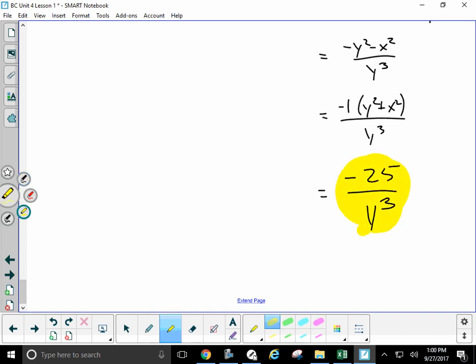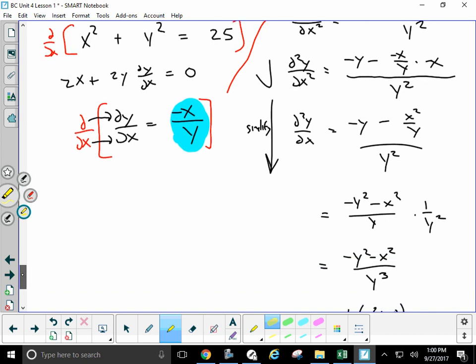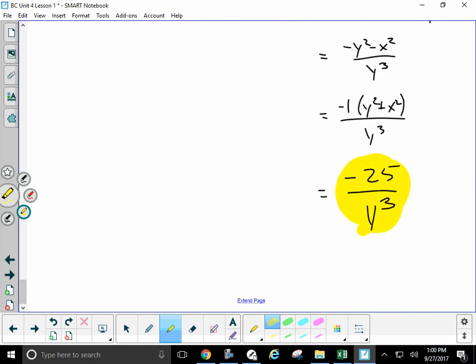How did I get 25? The original equation is x squared plus y squared equals 25. While you're doing your homework, you will see that second derivatives will be simplified, sometimes kind of unbelievably, to something that looks so simple as that. You do not have to go this far, but it's cool to try.